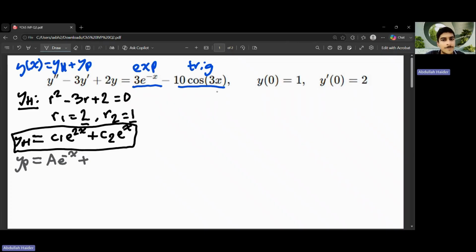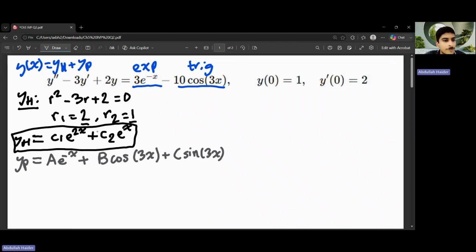So you have a cosine, and as I said before, if you have a sine or cosine, and sine plus cosine together, it always has to be b cosine 3x plus c sine 3x. This is your yp. Whenever you have a cosine, sine, or sine plus cosine together, always take cosine and sine as it is, and put the constants b and c.